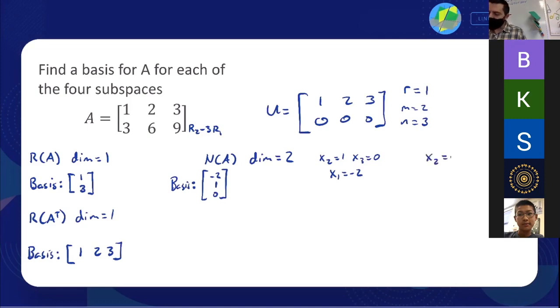I would then let x2 be 0 and x3 be 1, and solve that same equation, and you get x1 is negative 3. Right? Negative 3 plus 0 plus 3 gives me 0. So we have negative 3, 0, 1. This is a two-dimensional subspace of R3. It's a plane. Okay, the null space here is a plane in R3.